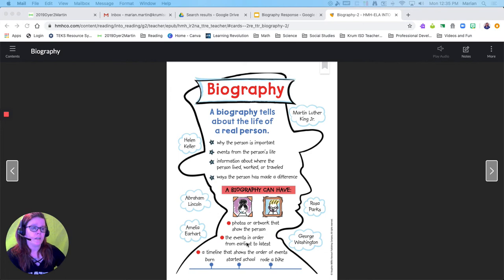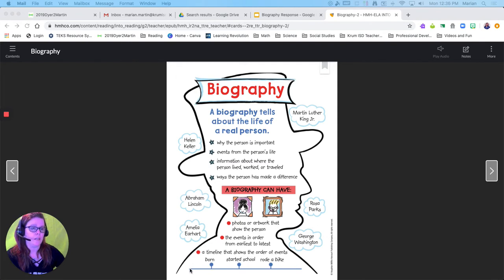It usually has events in order from the earliest events to the latest events. So usually they're put in chronological order, which is another text feature we've learned about this year, which means that the events are in order from the earliest event moving on to the latest events. And then sometimes they can include a timeline that actually shows this order of events.